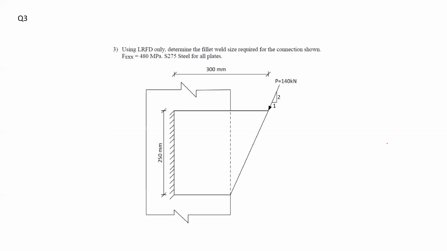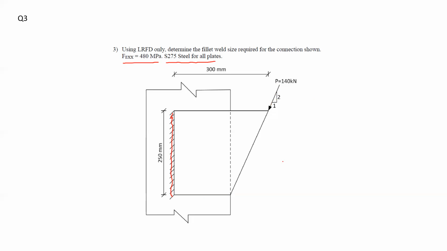Now, continuing with the third problem, it says using LRFD only, determine the fillet weld size required for the connection shown. Take FEXX equal to 480 megapascal and 275 steel for all plates. Now, as you can see in this problem, we have this connection. We have this plate connected to the other one behind it. Here I have my weld. The length of the weld is 250 millimeters, and I have the applied load P equal to 140 kilonewtons at the specific orientation.